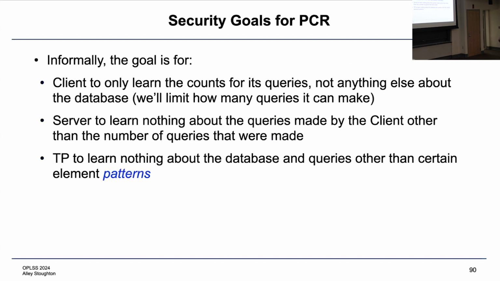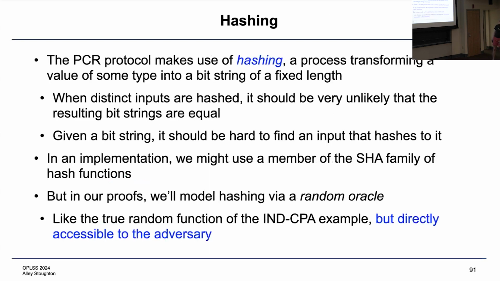Okay, so informally, we want the client to only learn the counts for its queries, not anything else about the database, and we'll limit how many queries it can make. We want the server to learn nothing about the queries made by the client, other than, for technical modeling reasons, the number of queries. We'll come back to that. We want the third party, the TP, to learn nothing about the database and queries other than certain patterns. I'll explain what that means more precisely.